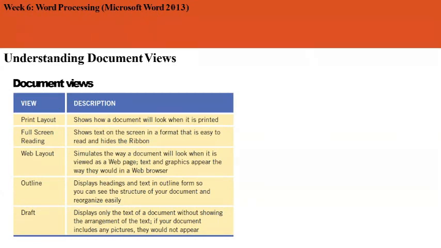And then we have also the full screen reading. So full screen reading, it shows the text in a format that is easy to read and hides the ribbon. So ipapakita niya lang parang yung buong screen, yung buong document mo yung nakalagay, plus yung menu, pero hindi niya i-display yung ribbon.